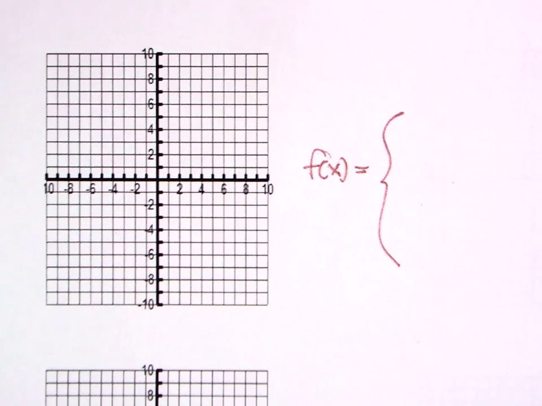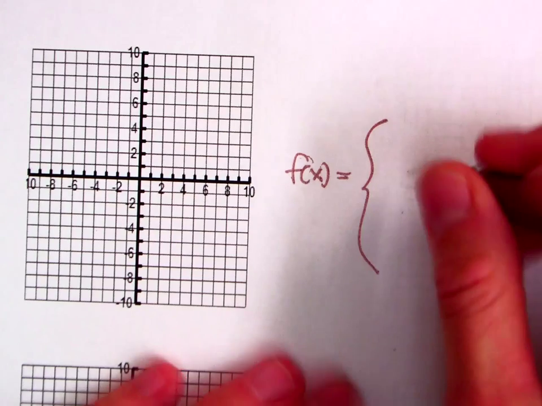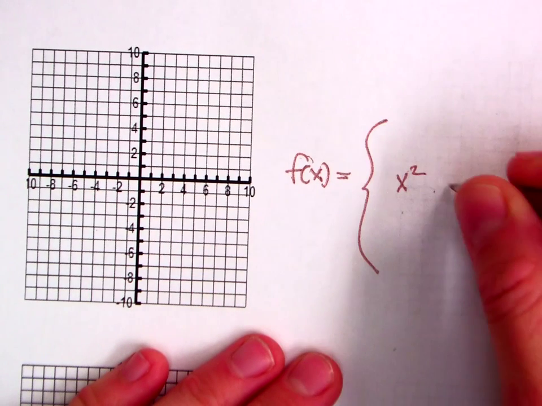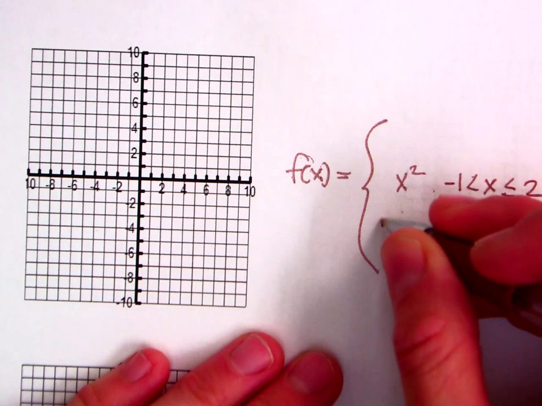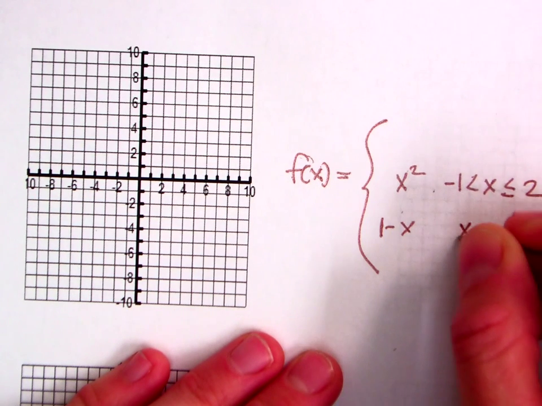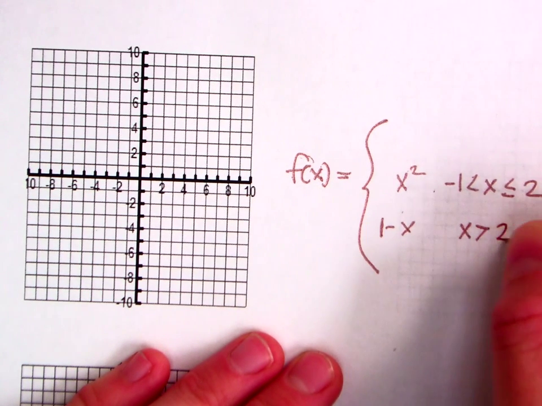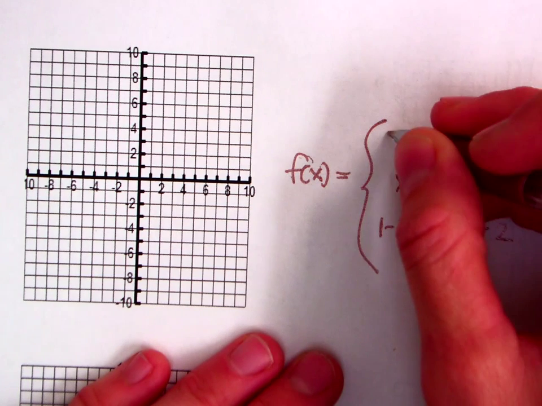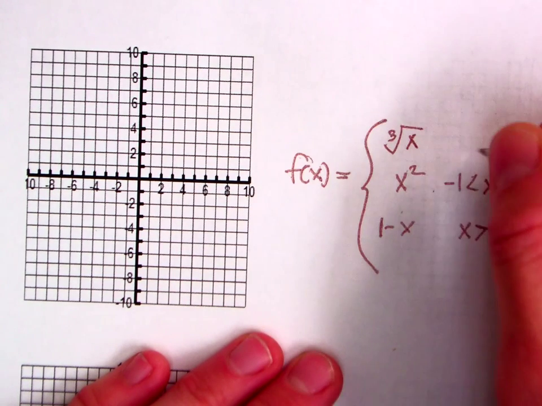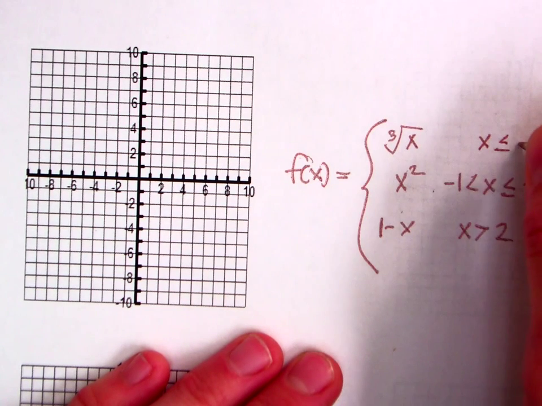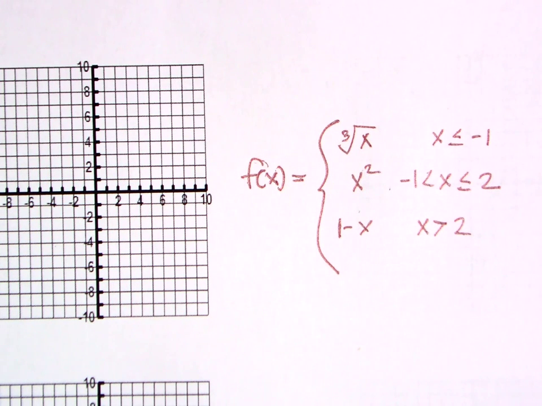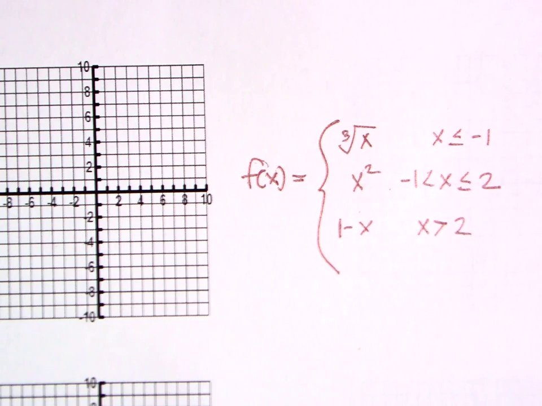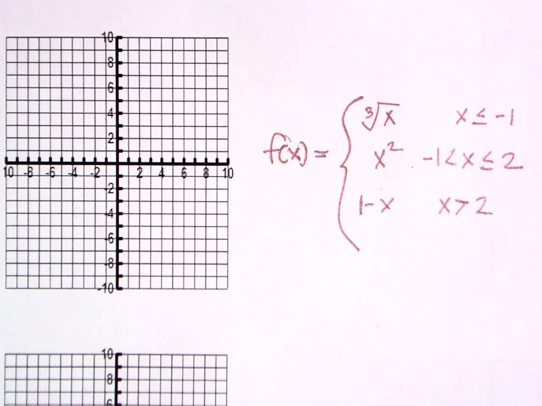For example, we could have x squared for x between negative 1 and 2, 1 minus x for x greater than 2, and cube root of x for x less than or equal to negative 1. So we have 3 pieces here, and I'll attempt to do 3 colors if I can find 3 that'll show up. First of all, let's just take a look at this function over here.